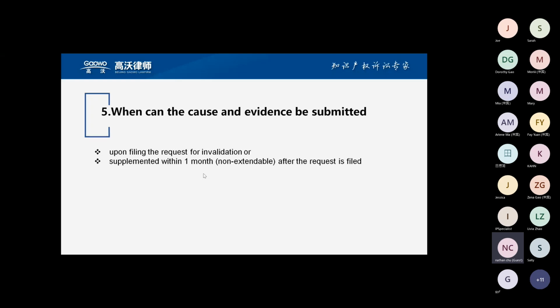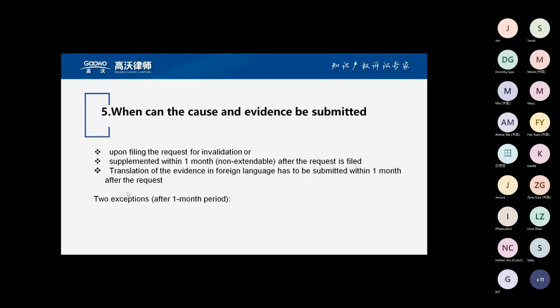And also in some cases if you use evidence in a foreign language, you can file the translation of the foreign language evidence within one month. Usually the translation takes some time to be finished, so you can supplement the translation within 1 month after the request. But there are 2 exceptions. You can file the evidence and the causes after the 1 month period.